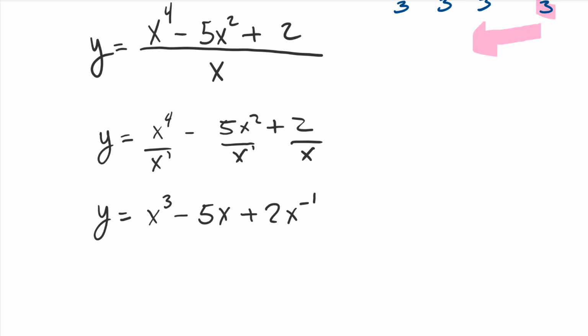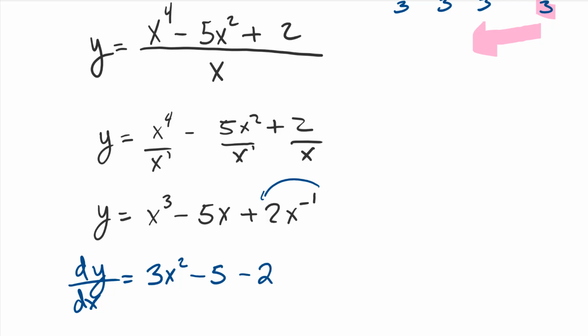And now we can go find y prime. Or I want to write dy/dx. That's a valid way. So our 3 falls to the front, and we're going to lose a power. So we get 3x squared. The slope of the line, negative 5x, is negative 5, so that's what we get there. Our negative 1 is going to fall to the front. It's going to change that to a negative 2. We get negative 2x to the, what's negative 1 minus 1? Negative 1 minus 1? That's negative 2.